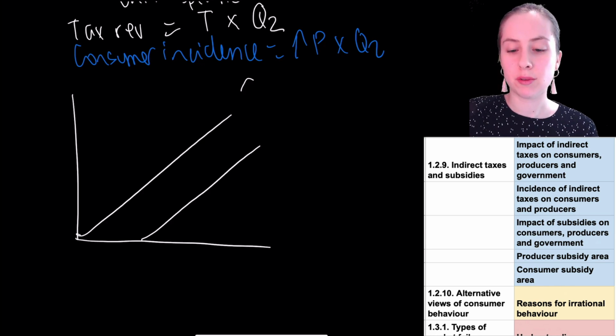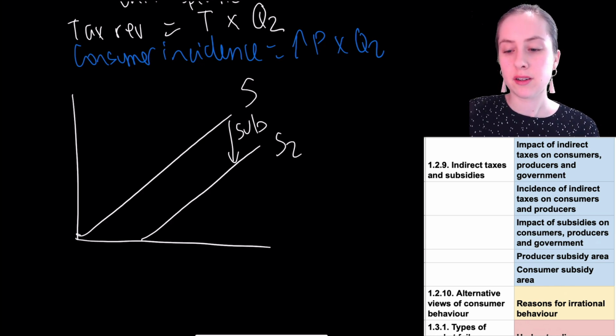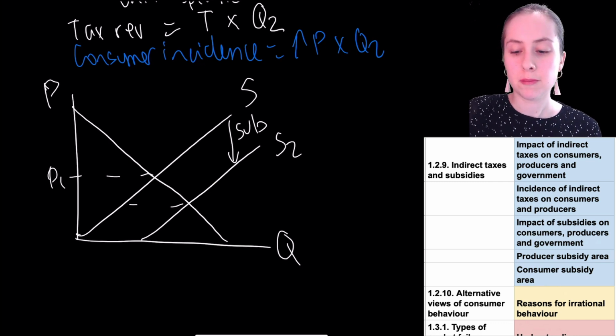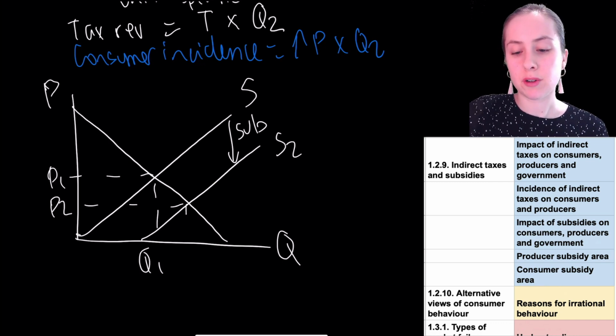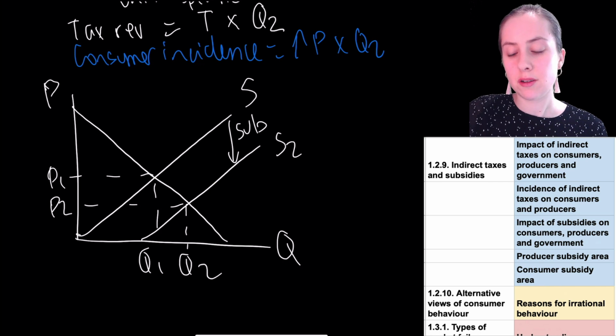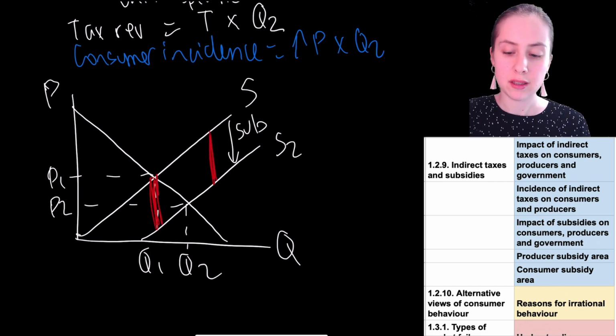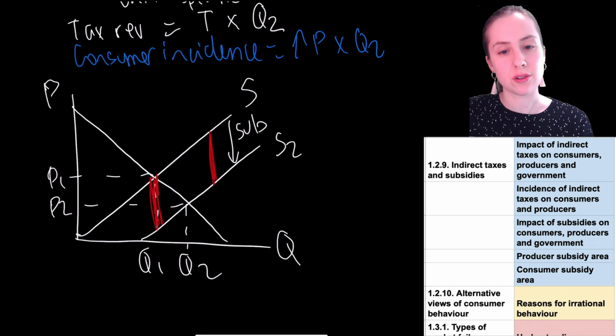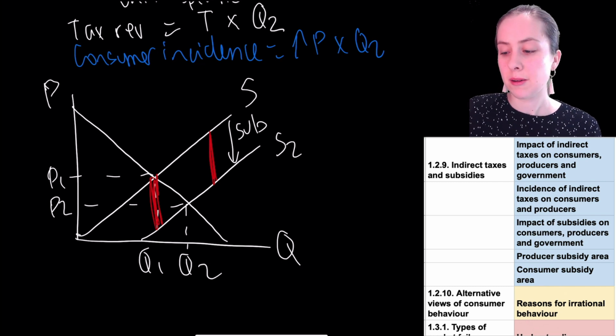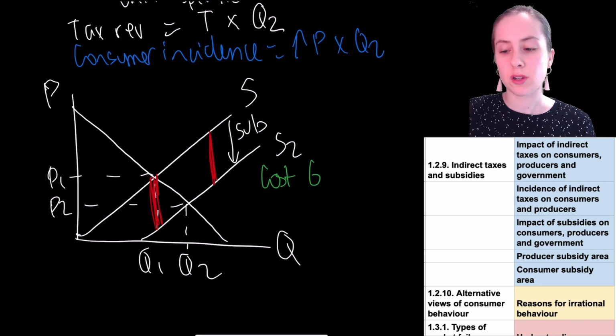Subsidies are really similar with a couple of differences. The supply curve shifts down by the subsidy. It's going to lead to a reduction in price from P1 to P2 and Q1 to Q2. The subsidy is the distance between there and there, and if you have your eyes peeled, that distance is a lot larger than the decrease in the price. Subsidies cost the government money.